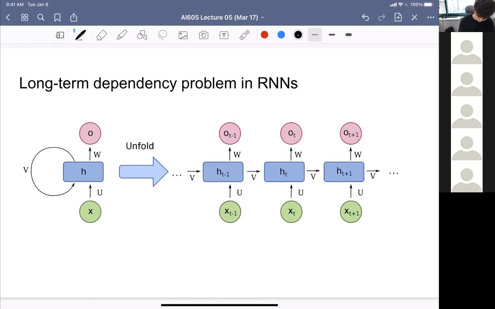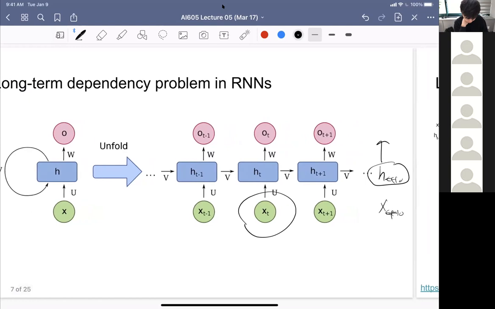Let's say we are at some time T plus 10, really far away. From the perspective of time T plus 10, the information about XT has gone through a lot of transformation through V. So it is very likely that the information has been corrupted through several applications of V. That's another problem with RNNs, because there is no way that you can preserve XT in a neat way. That's what people call the long-term dependency problem. Your information gets distorted, and it goes through some transformation that makes it very hard to keep over a long period of time.